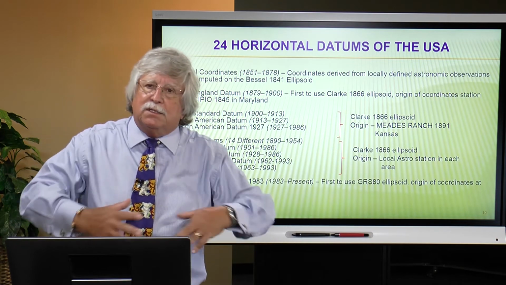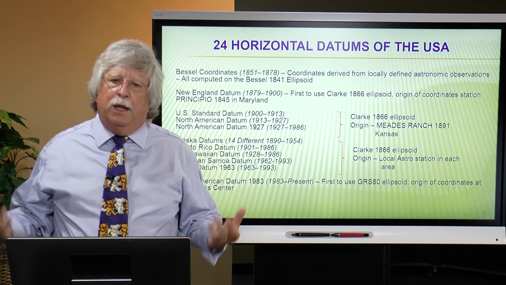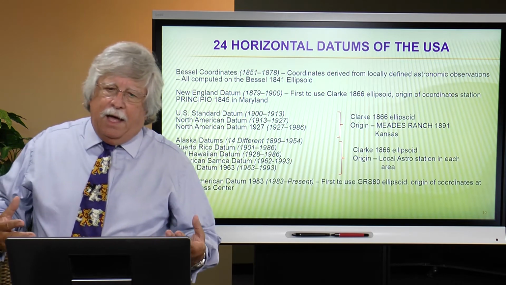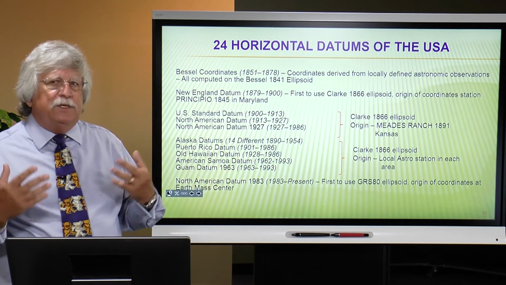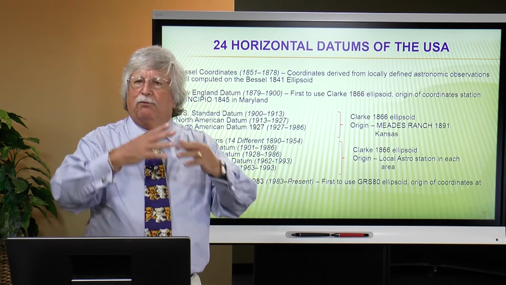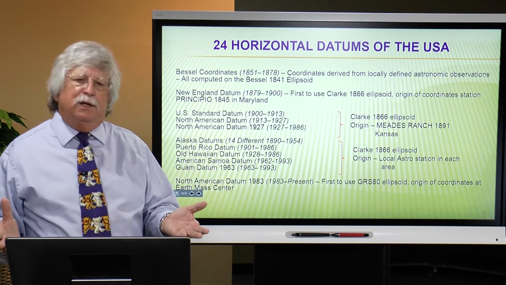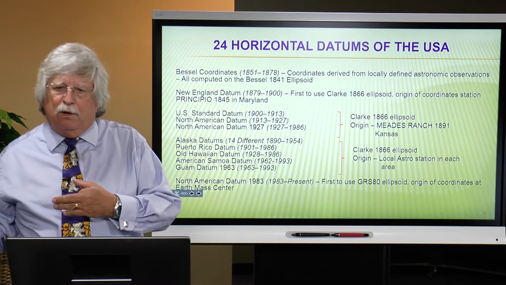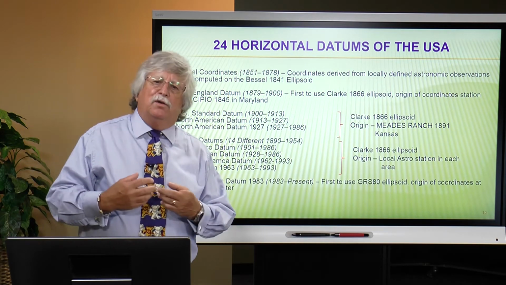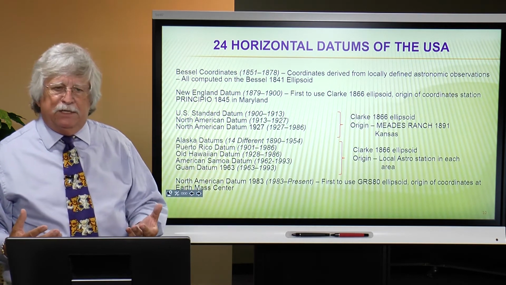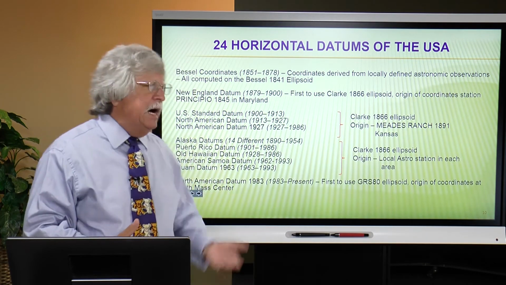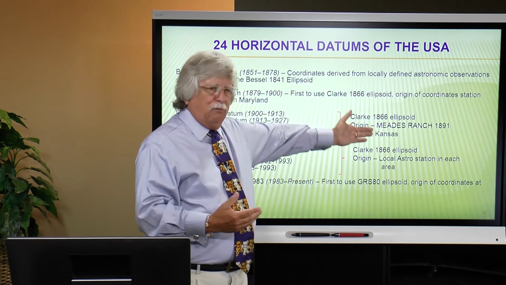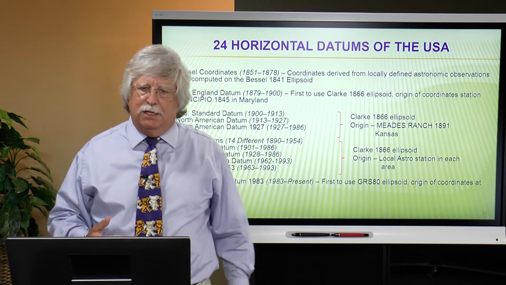And later, because so much survey work was done after 1913, by 1927 it was obvious a readjustment, a reanalysis of all of this data needed to occur. So the Coast and Geodetic Survey, working with Geodetic Survey Canada, produced the North American datum of 1927, or NAD 27, again using Clarke 1866 and still holding the original station, Meade's Ranch, Kansas.